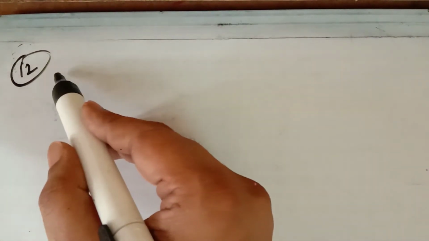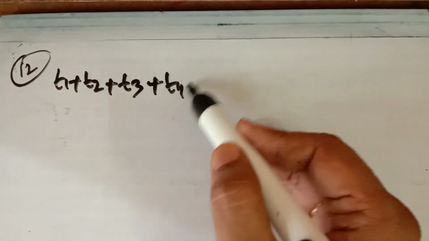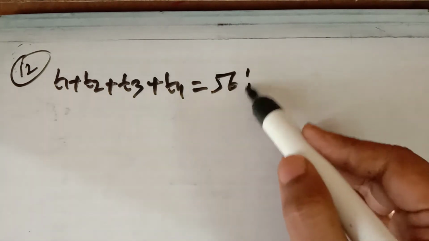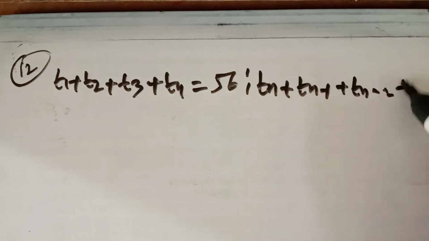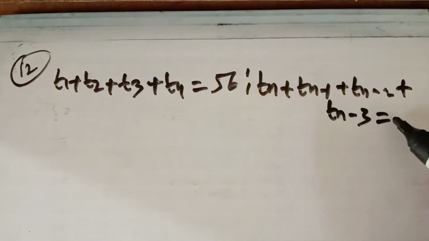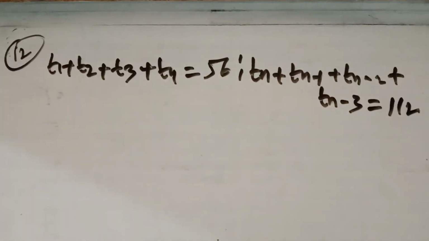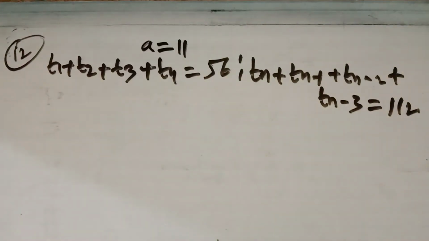It is given that in question number 12, the sum of first 4 terms, that is T1 plus T2 plus T3 plus T4, is equal to 56. And it is given that the sum of last 4 terms, so last we can take as Tn, Tn minus 1, Tn minus 2 and Tn minus 3, is equal to 112. The first term is given as 11 and you have to find the number of terms.